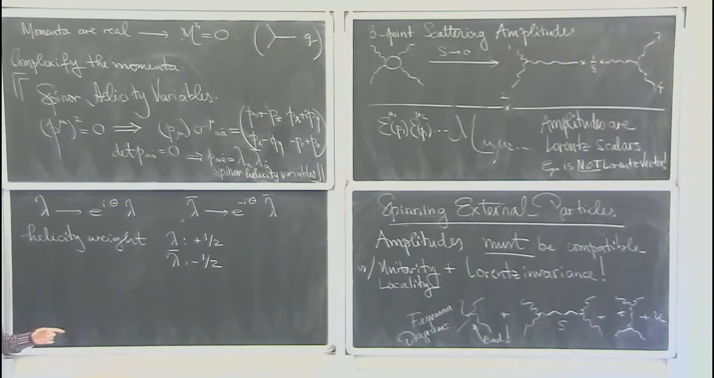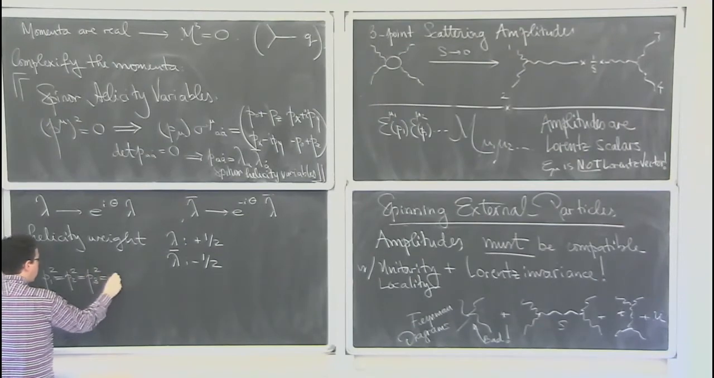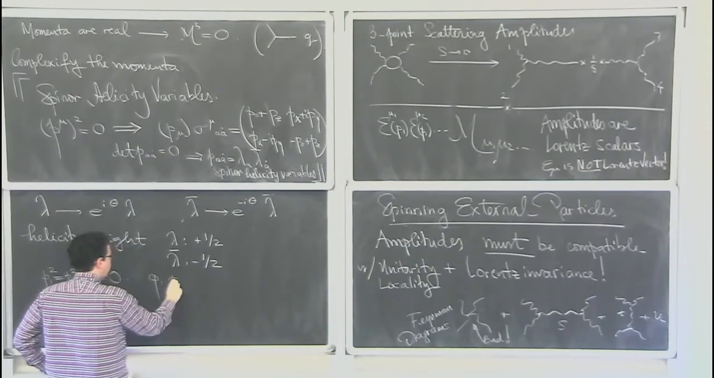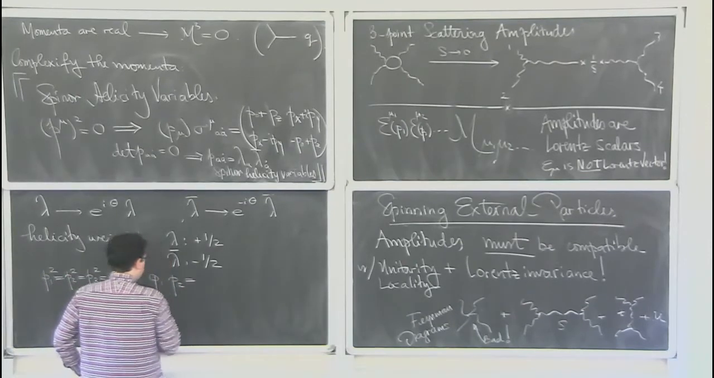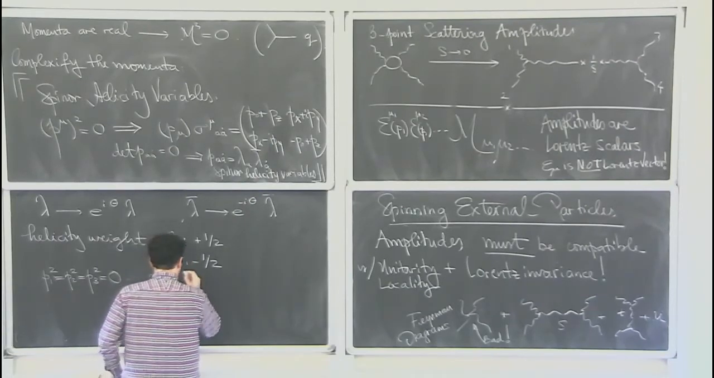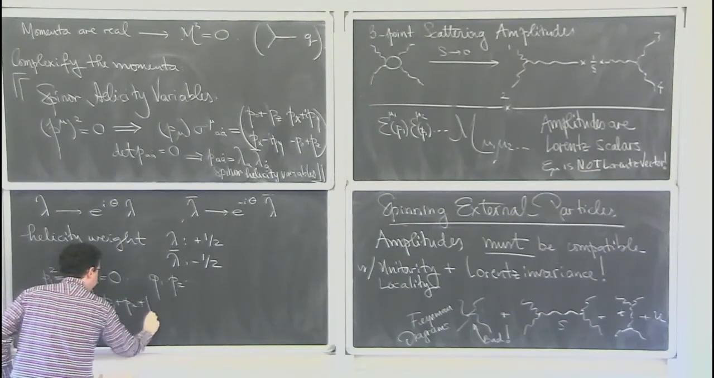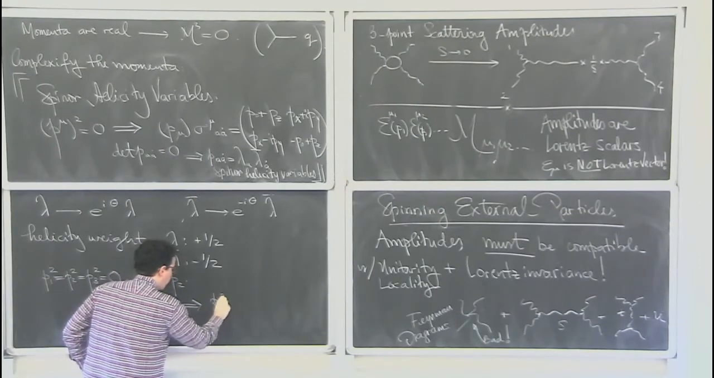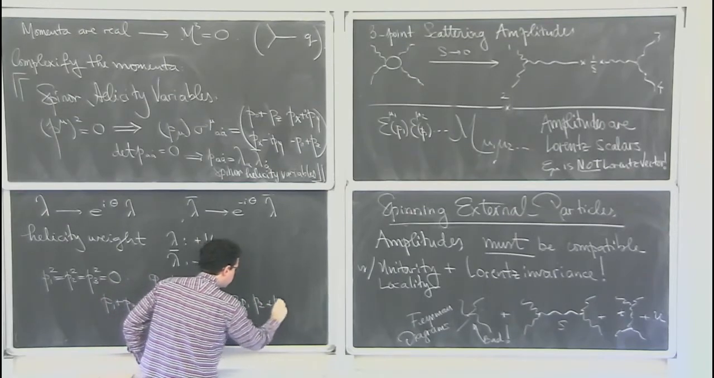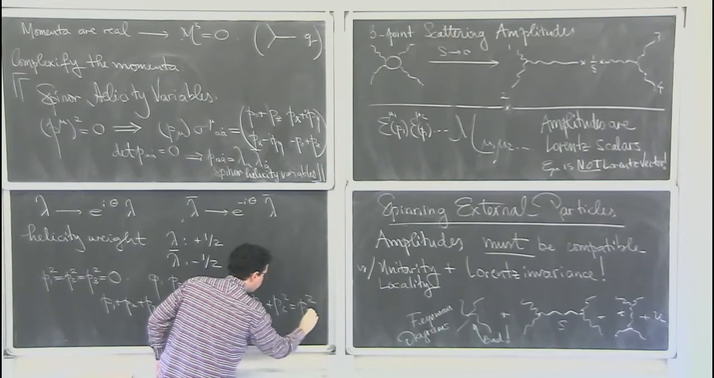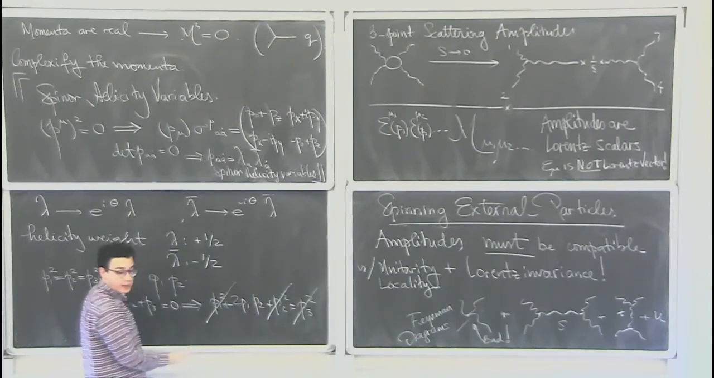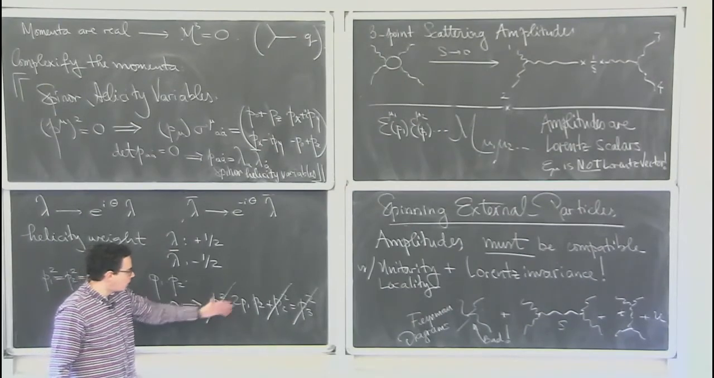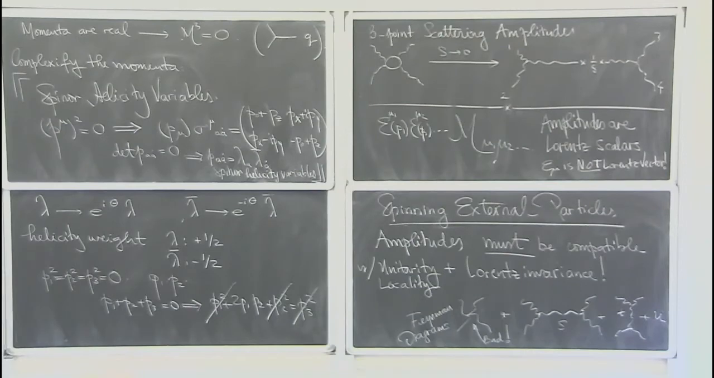The last thing that I need to say about this is that at 3 points, something special was happening. Remember that these are all massless particles, so p1 squared equals p2 squared equals p3 squared equals 0. If you were to write down something like p1.p2, then p1 plus p2 plus p3 equals 0. Therefore, p1 squared plus 2 p1.p2 plus p2 squared equals p3 squared. But this is 0, this is 0, this is 0. So any naive Lorentz invariants you try to write will give you 0. So that's the bad news.